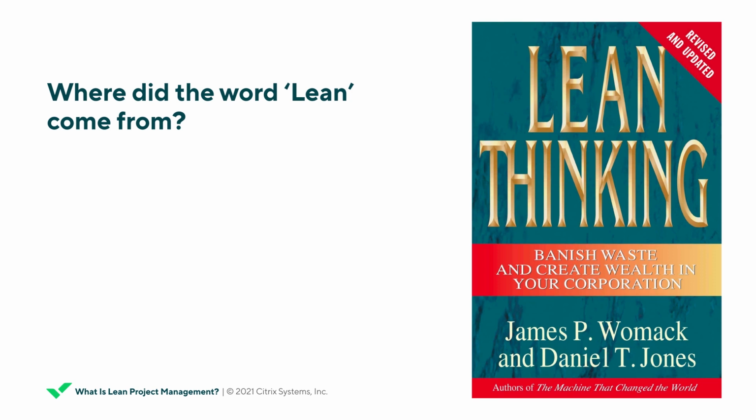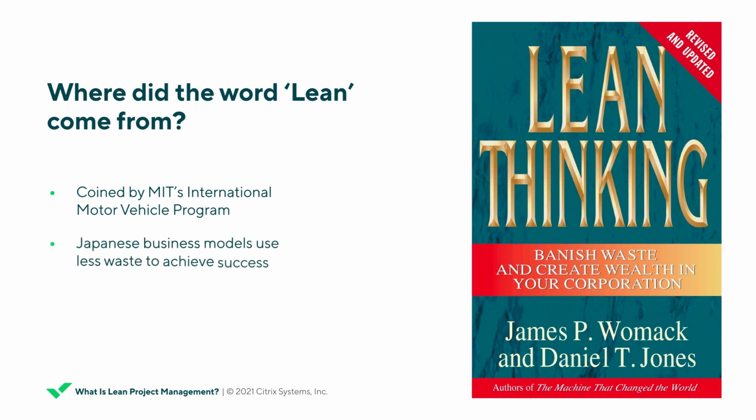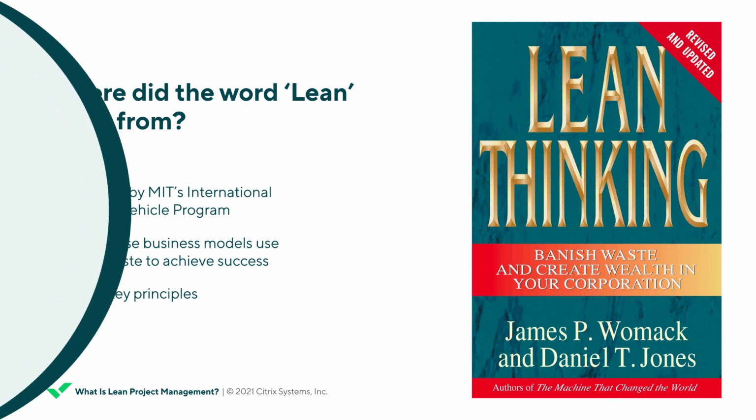The term lean was not coined until the 1980s, when a research team at MIT's International Motor Vehicle Program used it to describe the processes that Toyota used. They used the word lean because these Japanese business methods used less manpower, less capital, less floor space, less materials, and less time to achieve success. The leader of the MIT research team, Dr. James Womack, along with co-author Daniel T. Jones, went on to write a book on lean, where he further consolidated these processes into 5 key principles.